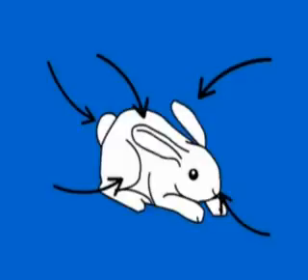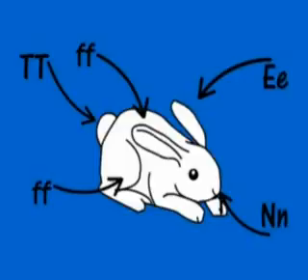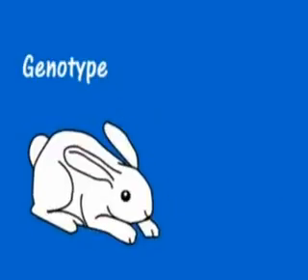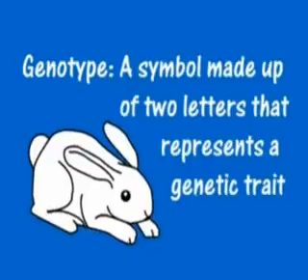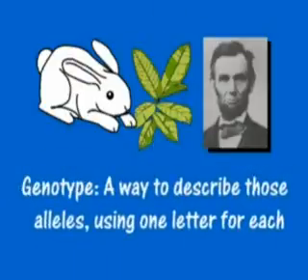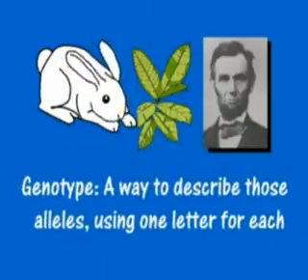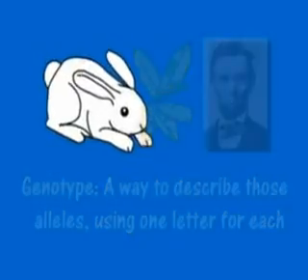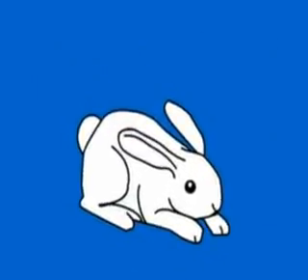Every physical trait of this rabbit, from the length of its ears to the shape of its tail, and everything in between, is described by its genotype, a symbol made up of 2 letters. Any organism, be it rabbit, plant, or human, has 2 genes, or alleles, for each of its particular traits. And the genotype is merely a way to describe what those genes are, using 1 letter for each gene. For example, this rabbit could have 3 different genotypes that determine how long its ears are.